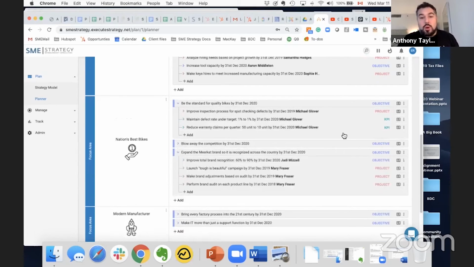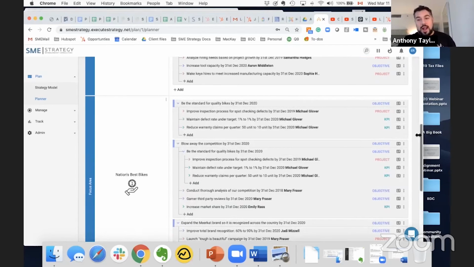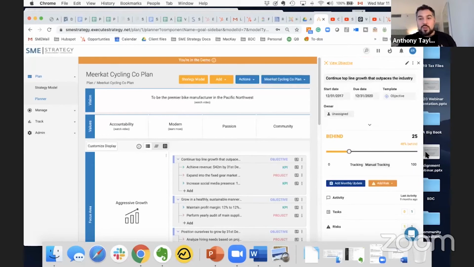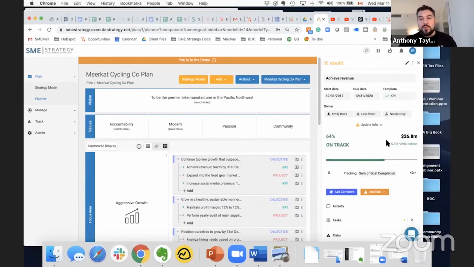If you're looking for a dashboard that people can track for tracking your strategic plan, you have your vision here, you have your values here, so everybody knows where we're going. You have objectives, things that you're trying to accomplish. You can actually measure it so you know if you're behind or on track or not. You can see, in this case, the revenue you're trying to get to $42 million. You're at 26 million, so you're more or less on track based on the time.